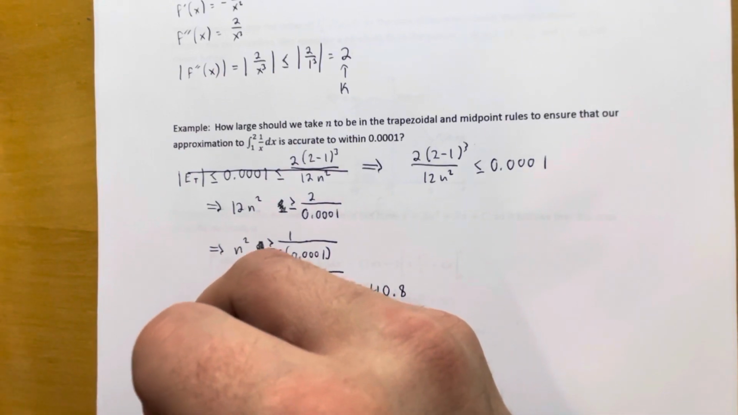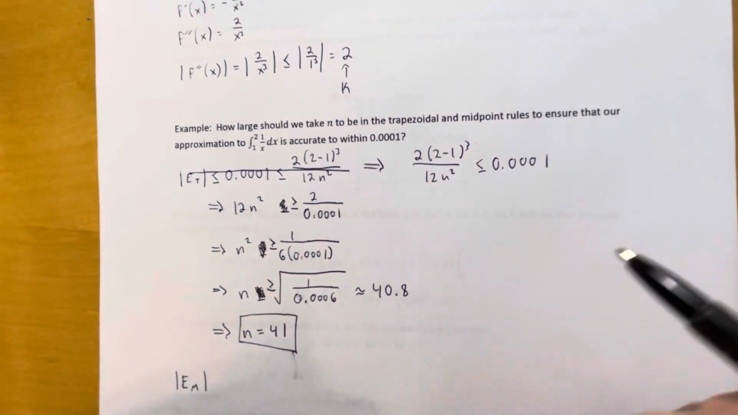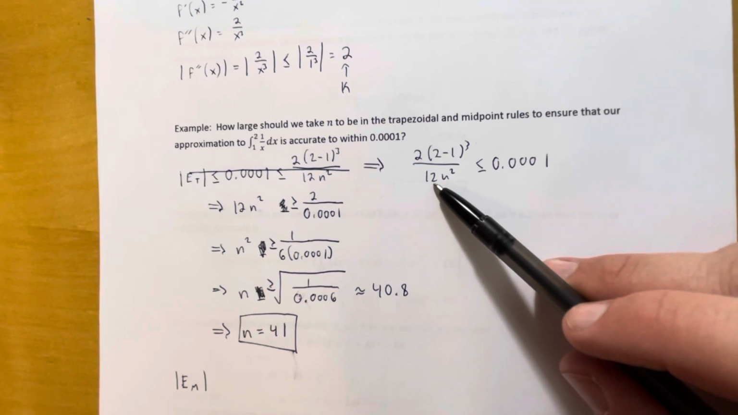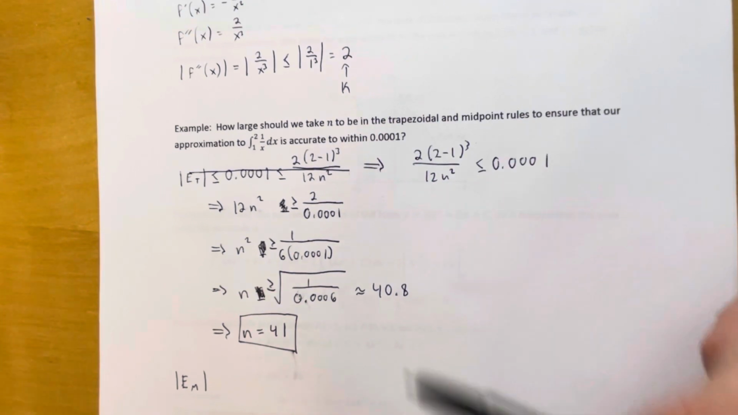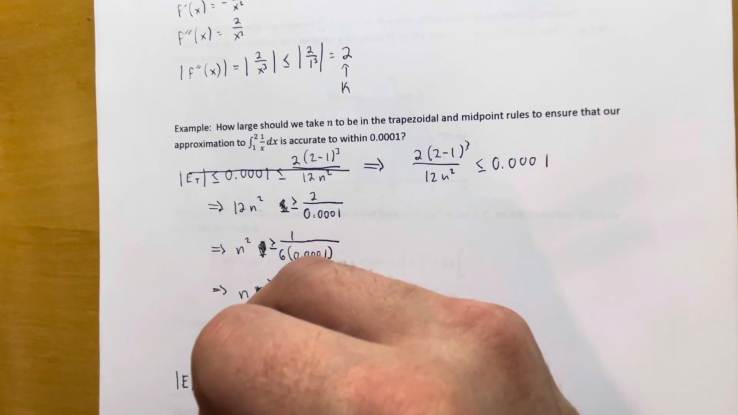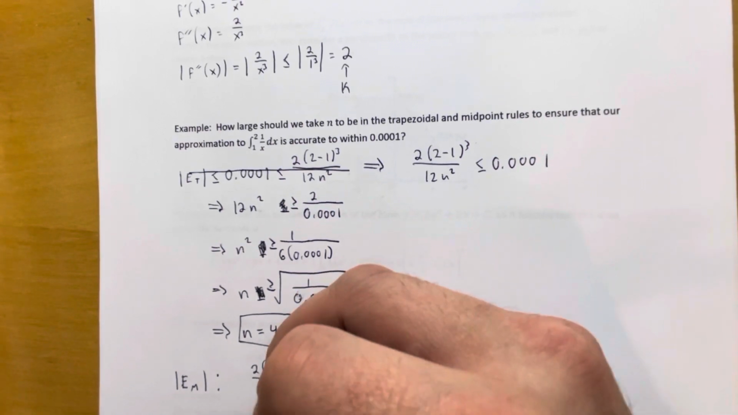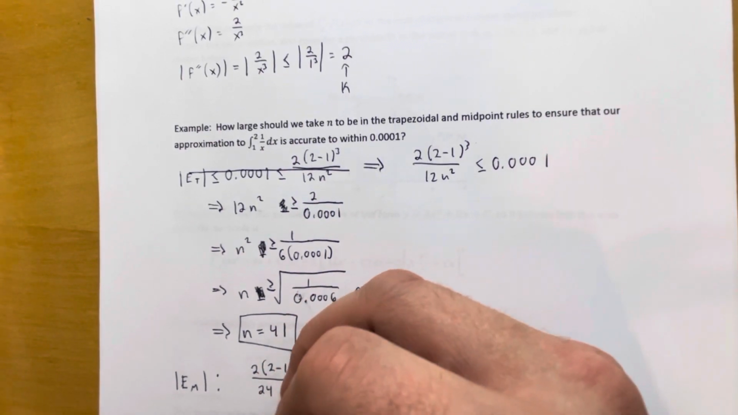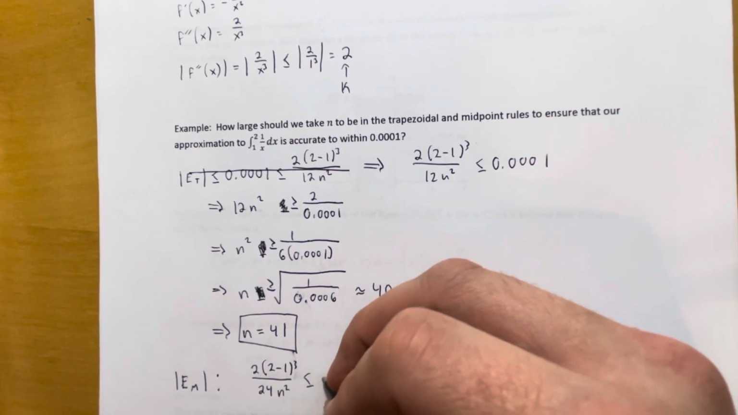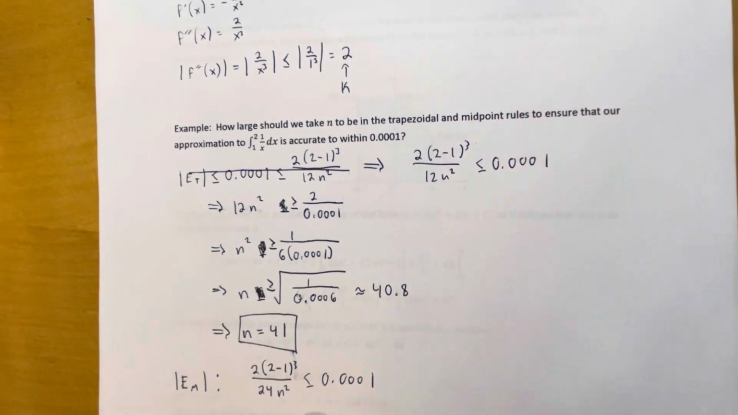If I were to do the same thing with the midpoint rule, we're going to have essentially the same set of steps, but if you notice, the only difference is that instead of a 12 there, I'm going to have a 24 there, because that was the only difference in our error bound. So for this guy, I'm going to do like this. We need 2 times (2 minus 1) cubed over 24n squared to be less than or equal to 0.0001. Same idea, we're going to try and solve for n.